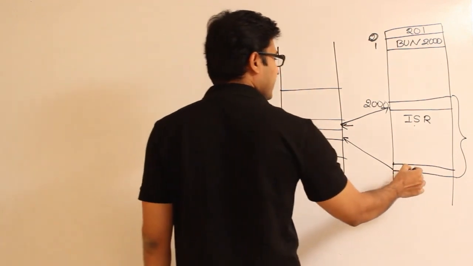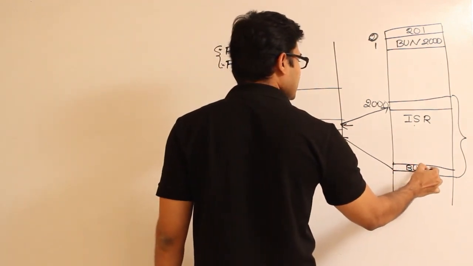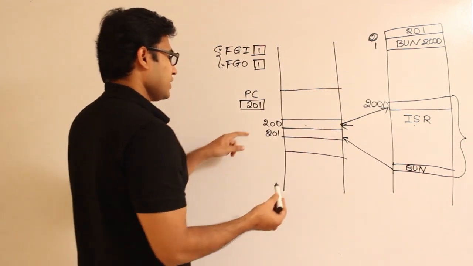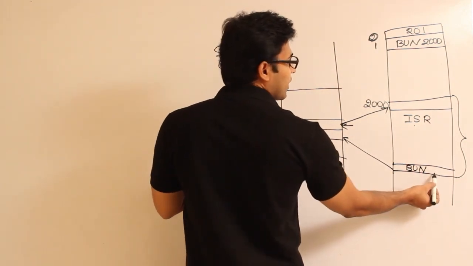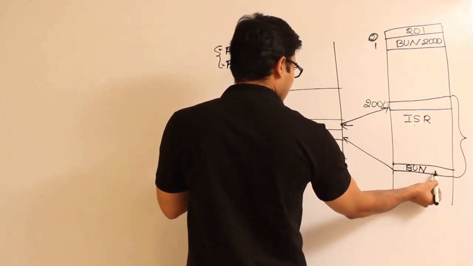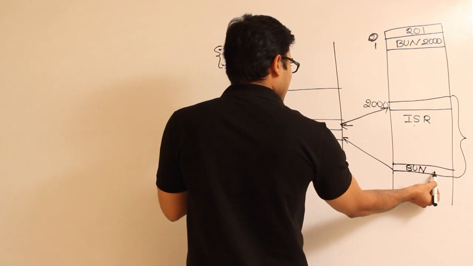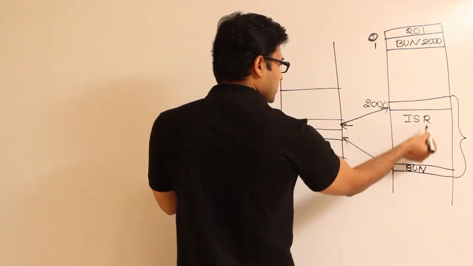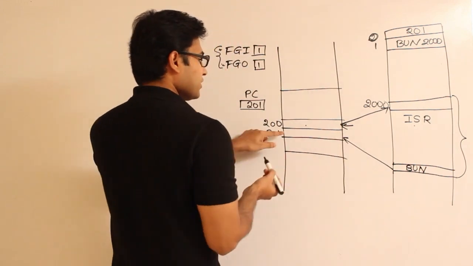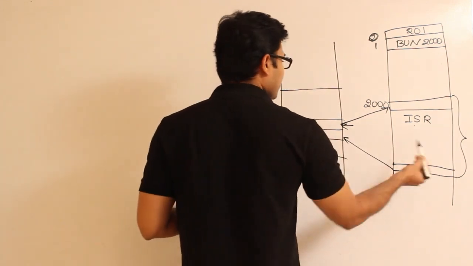For that reason, I'm going to write an unconditional branch again. Now what should I put there? Can I put unconditional branch 201 here? I cannot put 201. The reason is simple. If I put 201 here, wherever the interrupt occurs, after the interrupt is serviced, you'll always try to go to that 201. So I cannot write 201 there.